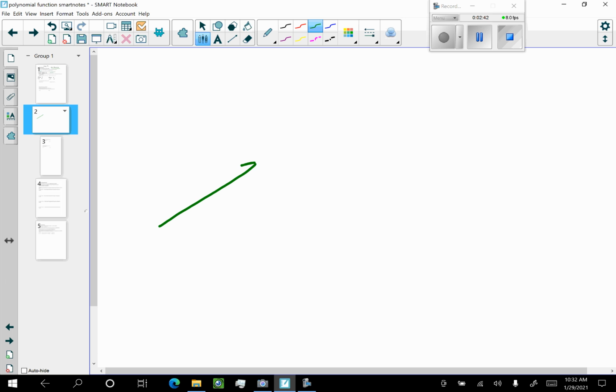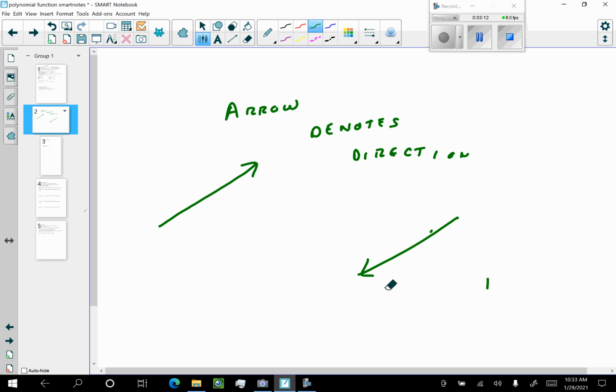And before I start talking about the end behavior, I want to talk about this notion of this dude right here. That is an arrow. It looks like an arrow, and it is an arrow. If you were out driving your car and you saw an arrow, it would denote direction. So an arrow denotes direction. It tells you what direction to go. So don't forget that. If I had that arrow, I'm going to go up there. If I had this arrow right here, I'm going to go down and to the left. So just make sure that you understand and don't forget what an arrow is. Alrighty?